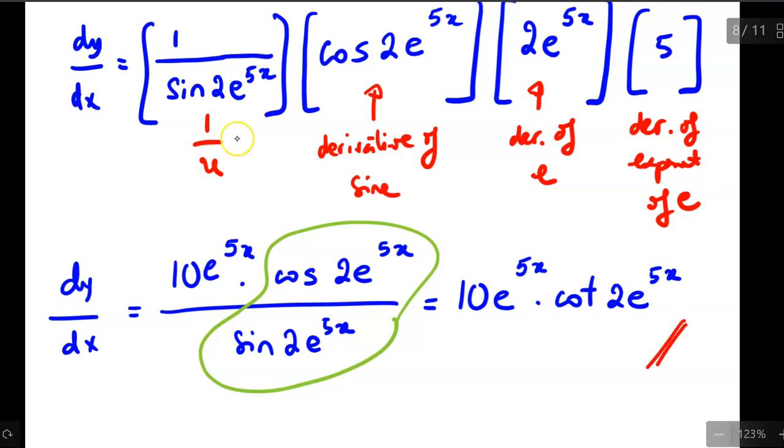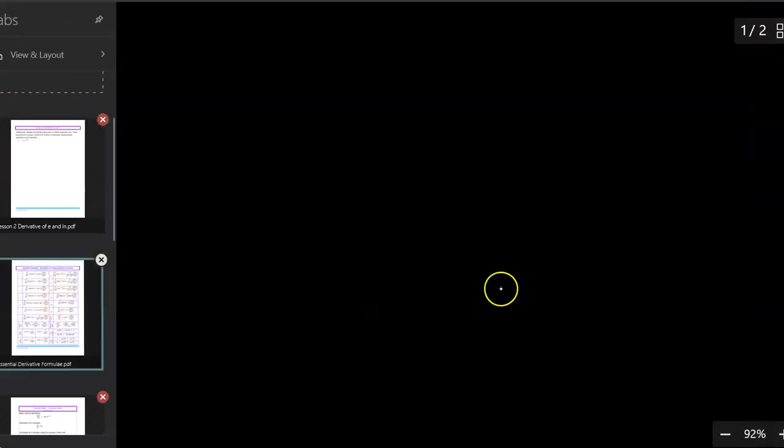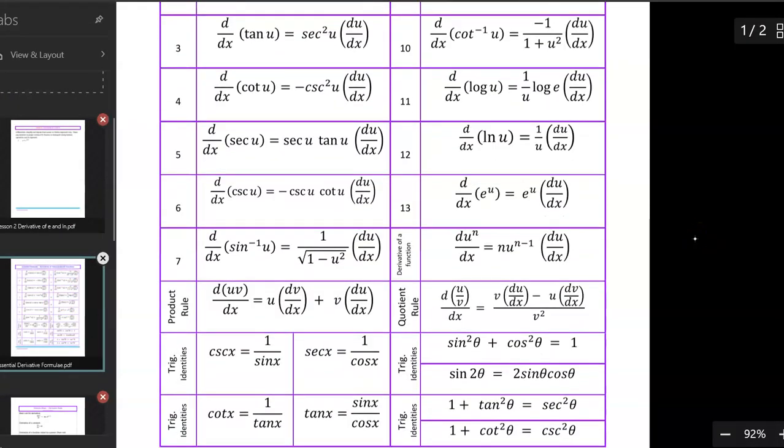Okay, so if you have to apply trig identity, then we should. Okay, so let me show you on this formula sheet. You can see that I give you some trig identities here. So the trig identity that we are going to use is actually this one. Tangent equals sine over cos. But cos over sine will be equal to cotangent because cotangent is 1 divided by tangent. Alright.